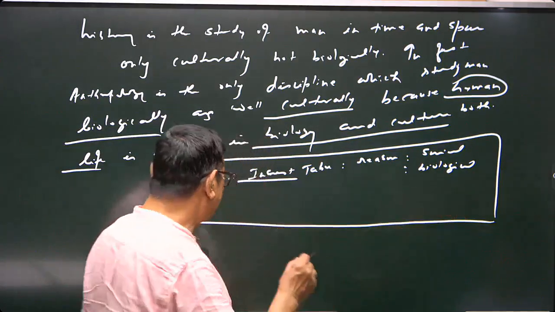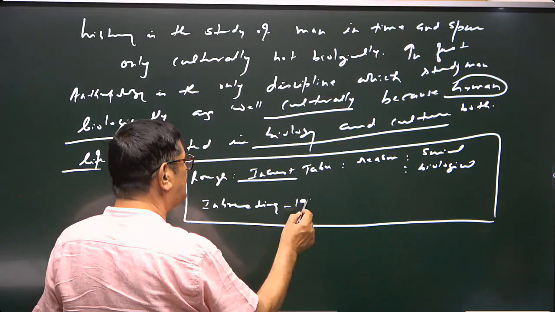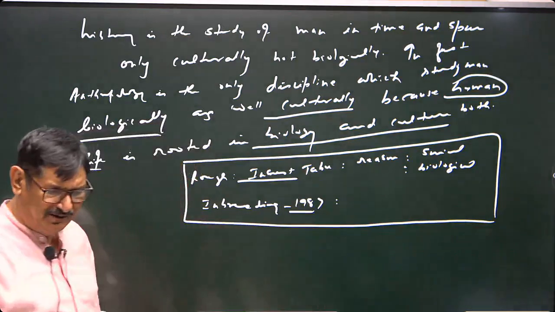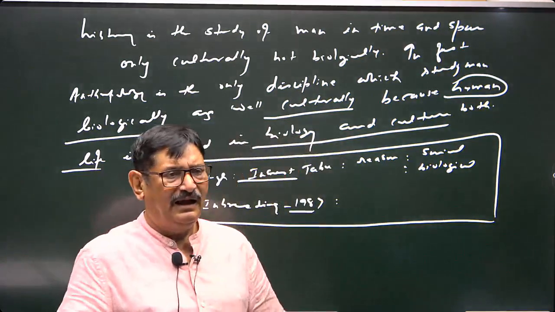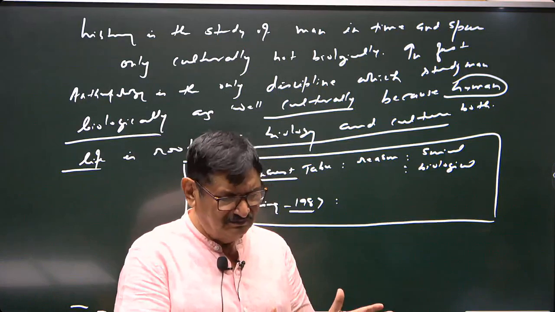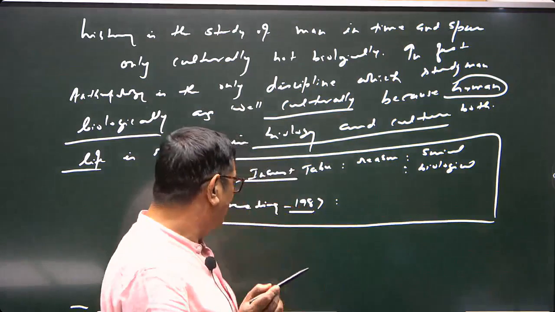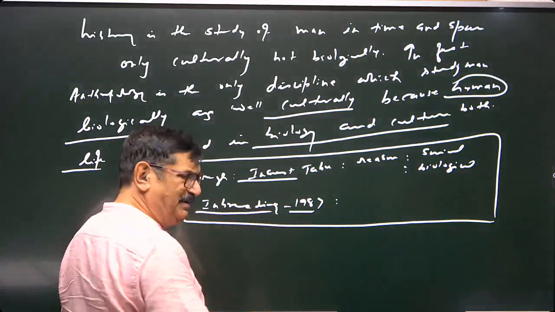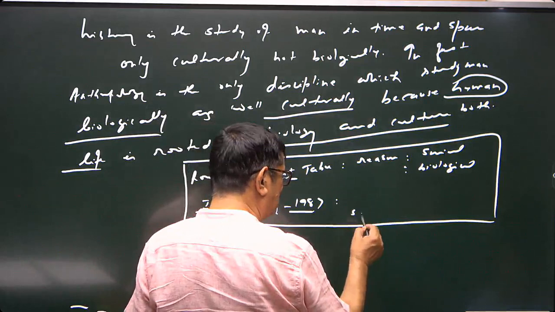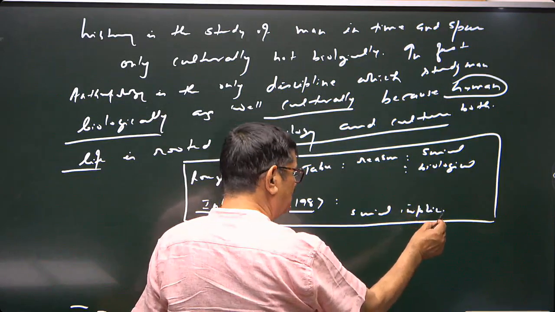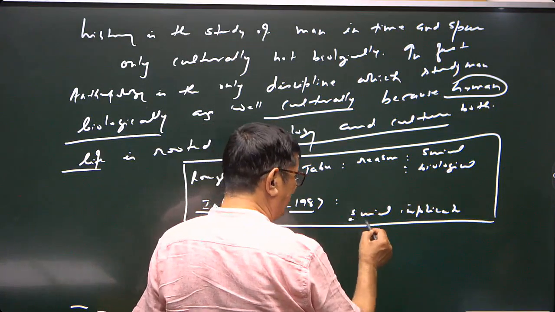And in discussion of inbreeding, a biological topic, there was a question in 1987. Check the 1987 question on inbreeding. This question has three parts, and the third part is social implication. So actually, in a biological topic, you also have to write about social implication.